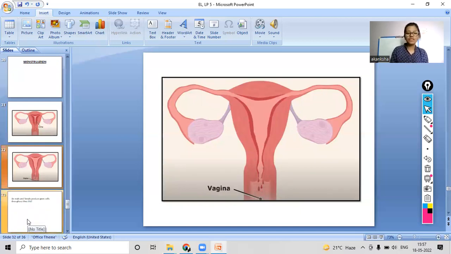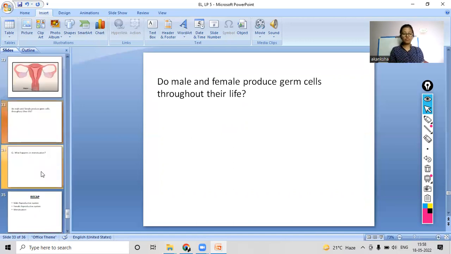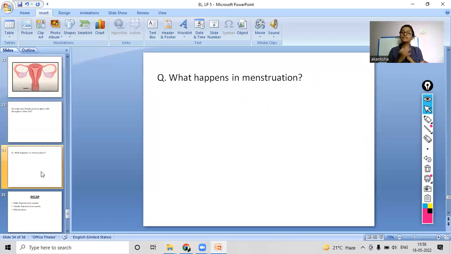Now there is a question: do male and female produce germ cells throughout their life? It is a curiosity question, so look for it and write your answers in the comment box below. Now we will move on to the next question: what happens in menstruation? You have to answer it in detail. You can write in the chat box the small processes that happen in menstruation.